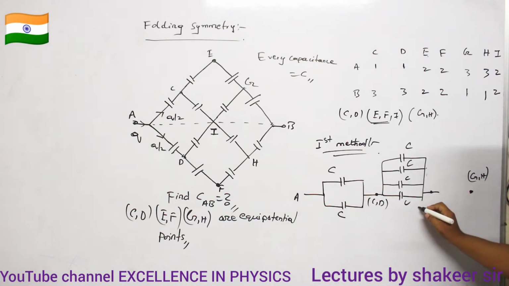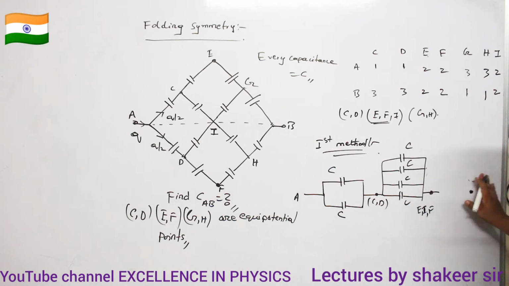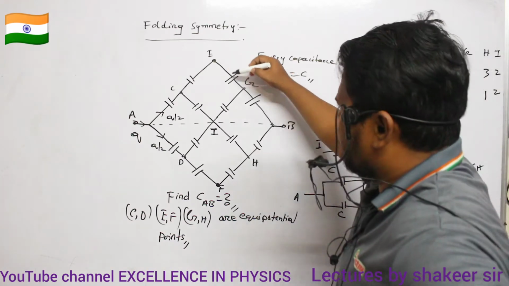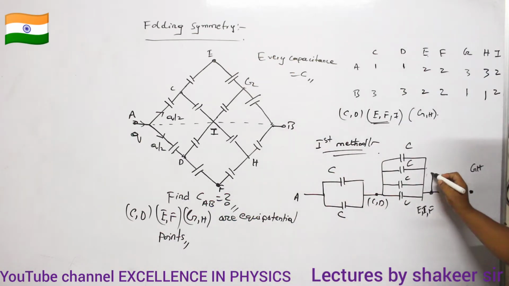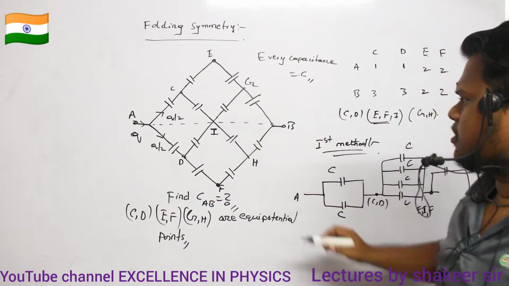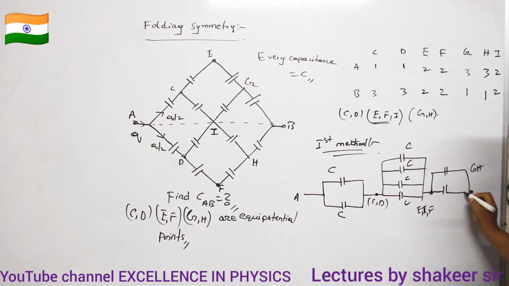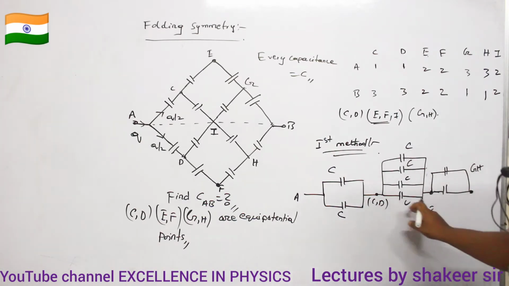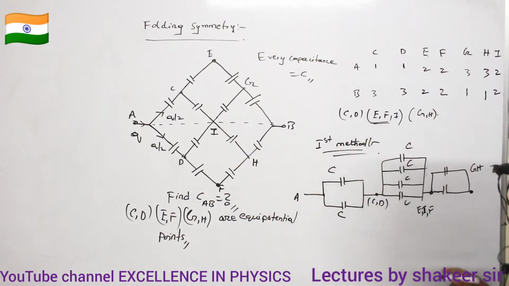So this E comma I comma F. In traveling from here to here, how many capacitors are there? In traveling from E to G, there is one capacitor. Clear? Similarly, in traveling from I to G also, there is one capacitor. Similarly, I to H also, there is one capacitor.